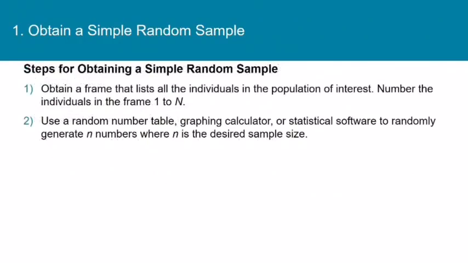Okay, so here are our steps for obtaining a simple random sample. Obtain a frame that lists all the individuals in the population of interest and number the individuals from 1 to capital N. And then either use a random number table or a graphing calculator or statistical software to randomly generate lowercase n numbers where lowercase n is the desired sample size. And I'm going to show you how to do this on a random number table and also on a calculator. And I'm assuming that not everybody in the class has statistical software, so we're going to leave that out.